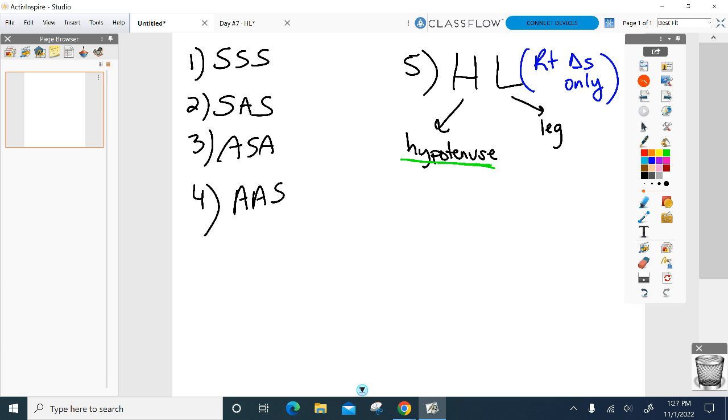Now, does that automatically mean if I see 2 right triangles, that equals HL? No. Here you go. What method is that? That's angle, angle, side. So I don't get brainwashed that when I see 2 right triangles, that equals my new hypotenuse leg method. It does not.